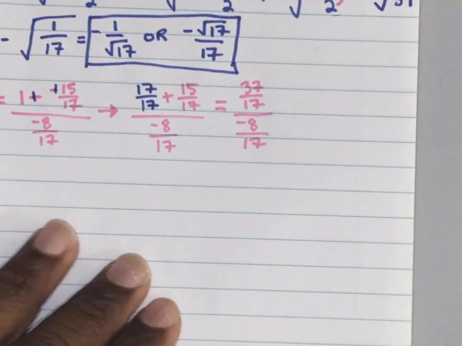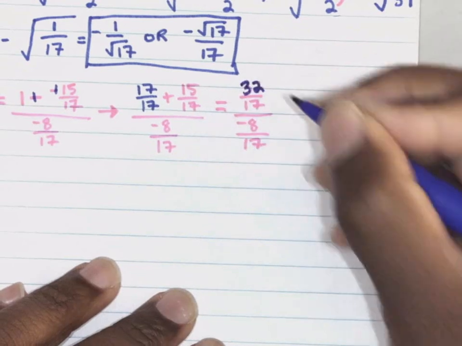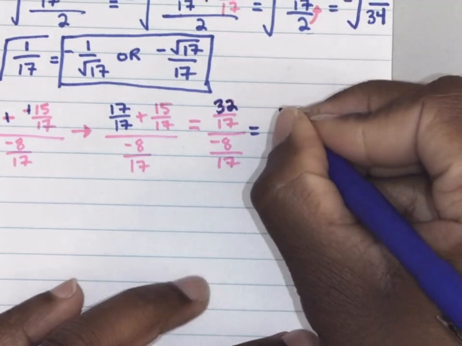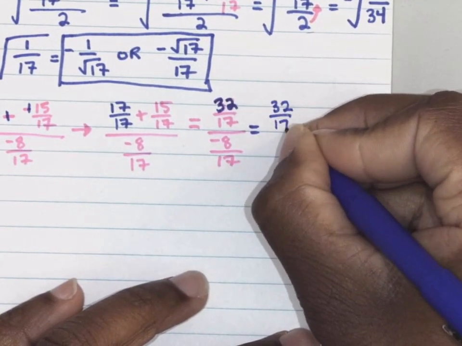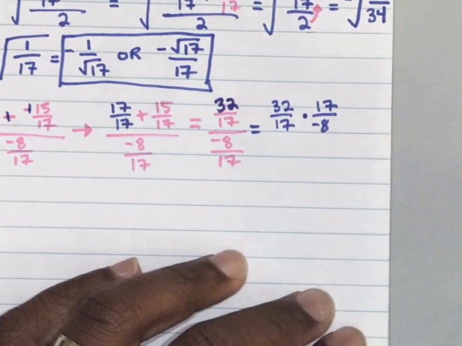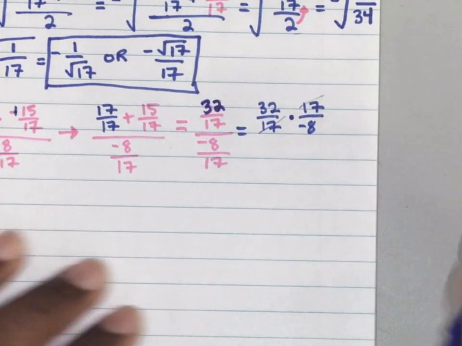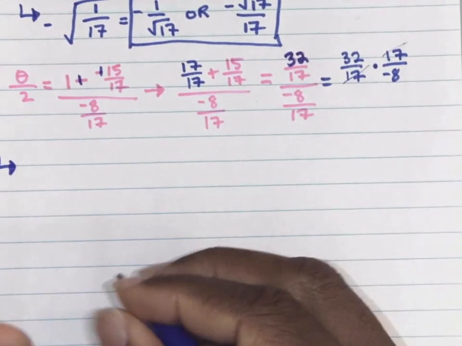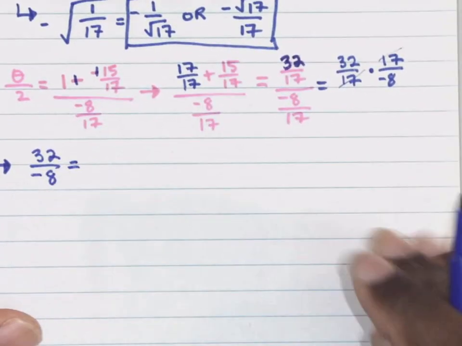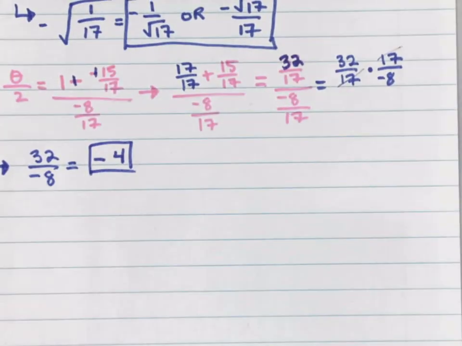We need to keep, see, the pink's hard to see. We need to keep the top, change the multiplication, flip the bottom. 17s cancel. Our answer is 32 over negative 8. These two numbers are divisible with one another, and the answer should come out to be negative 4.